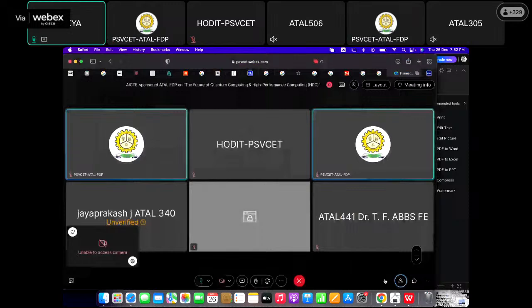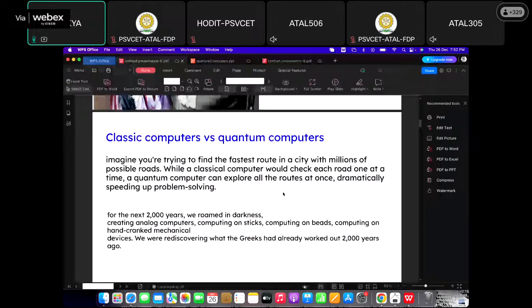So basically, what is the difference between the classic and the quantum computers? In classic computers, they check the possibilities one by one. But in quantum computers, you can check all the possibilities at once.